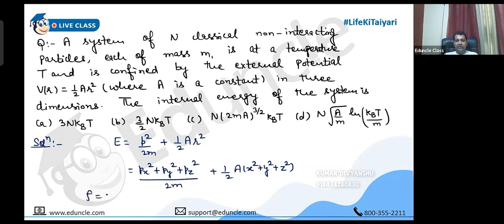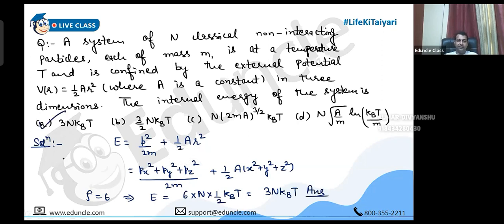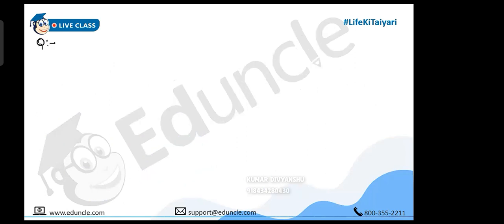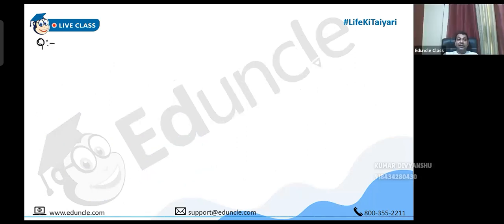So f is 6. So E is equal to half into n into 6 into kT. So this is 3nkT. Or you can write it this way, 6 into half kT. This is much better. So A option. Check everyone. Clear? Is it clear? Yes, sir. If molecules are also interacting among themselves, then it will further add up to this energy.